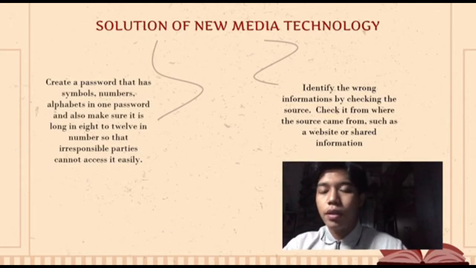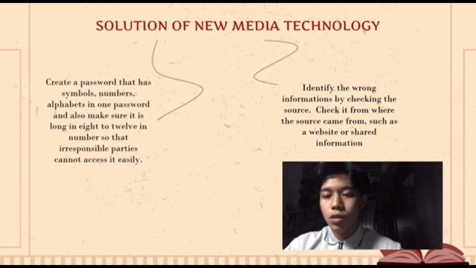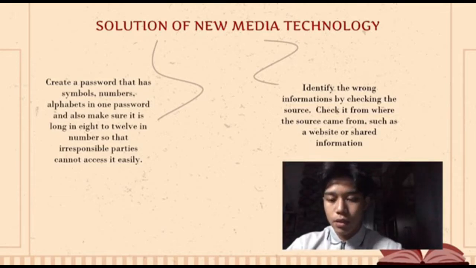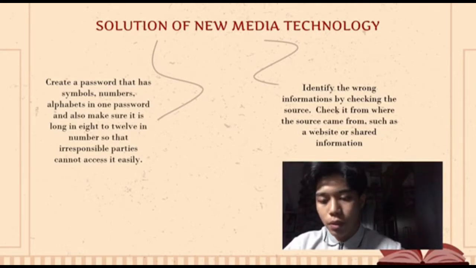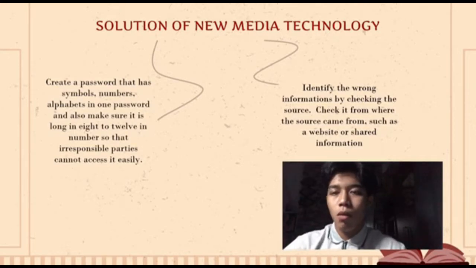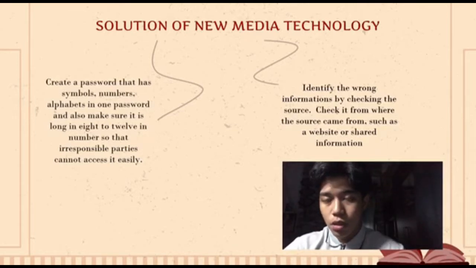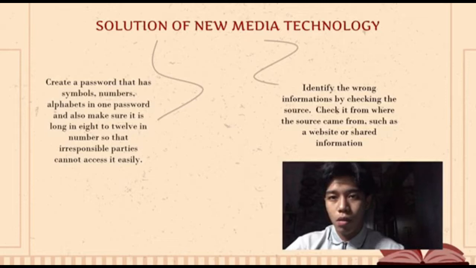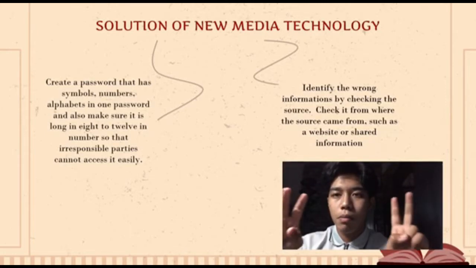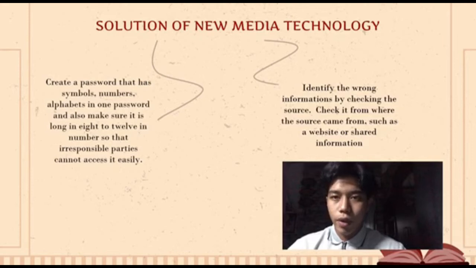Such as we can identify the wrong information by checking the source. We can check it from where the source came from, such as a website or a shared information. In other ways, we can check the website, such as the spelling of the company's name on the web link. We also can check the originality of the website from their About Us and find out if it's original or not.